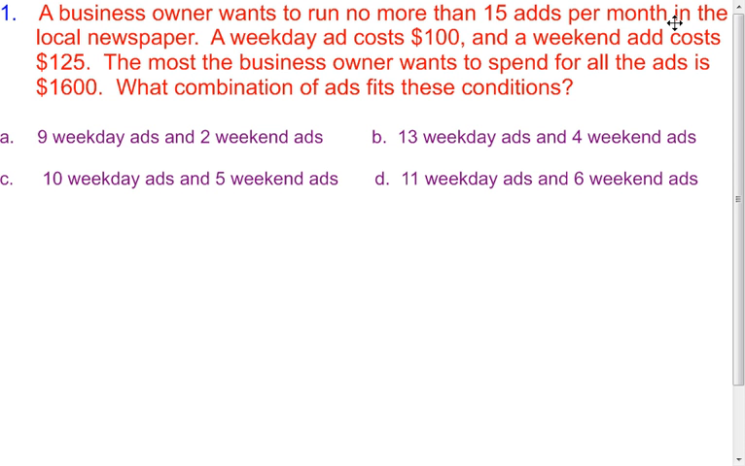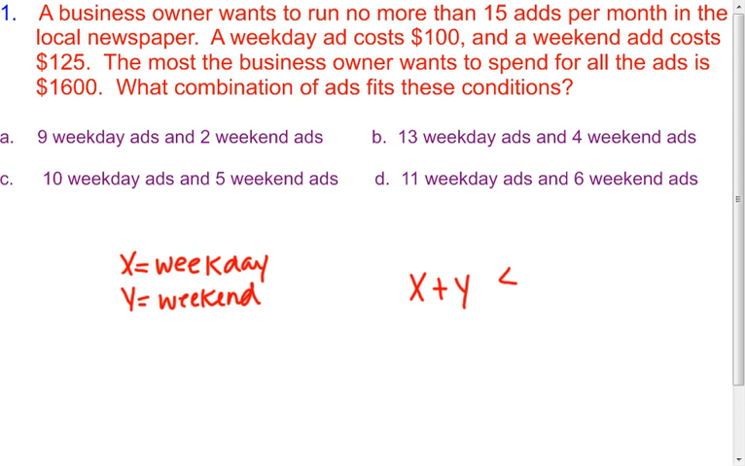Okay? So basically what's happening is you're going to have two variables, and you don't necessarily need to set up equations or inequalities for this, but it might help. So let's designate x as weekday and y as weekend. So the total number of ads he wants to do are 15. So that means that x plus y has to be less than or equal to 15. He can't do any more than 15 ads.